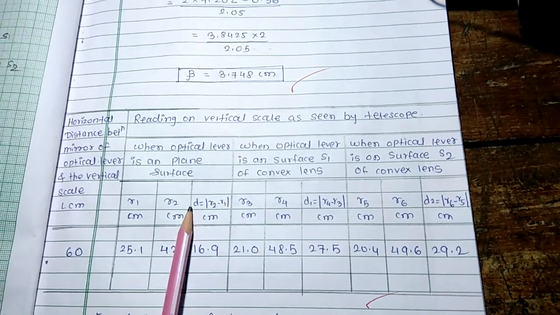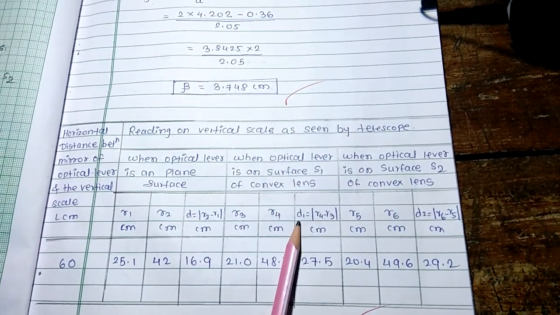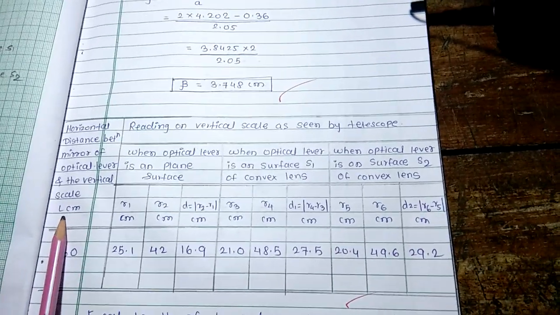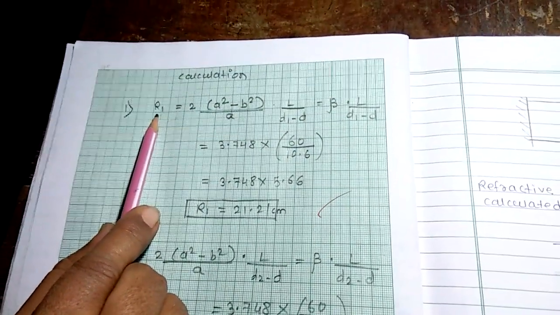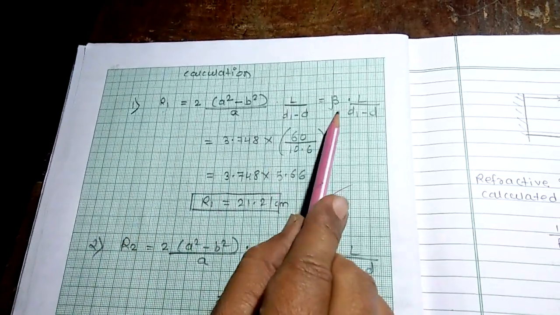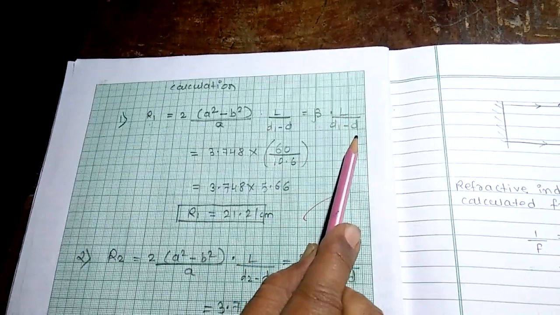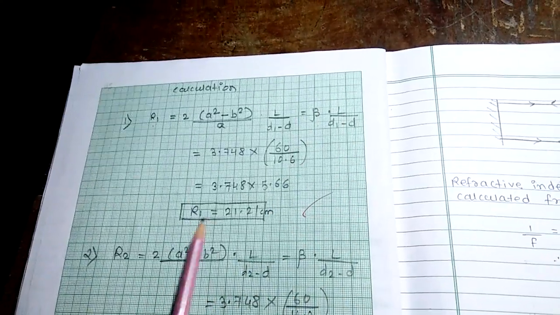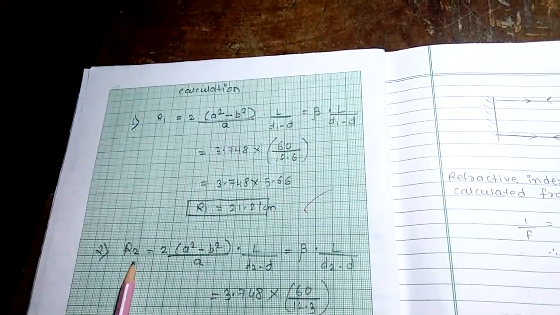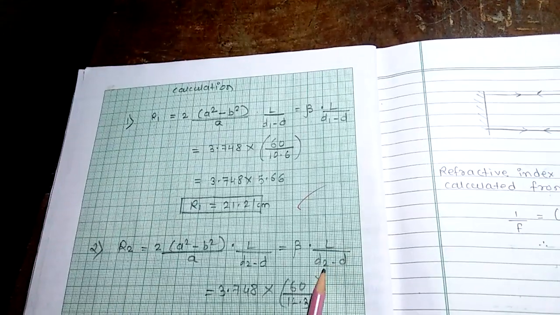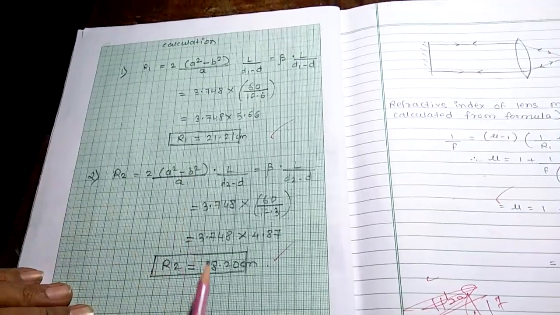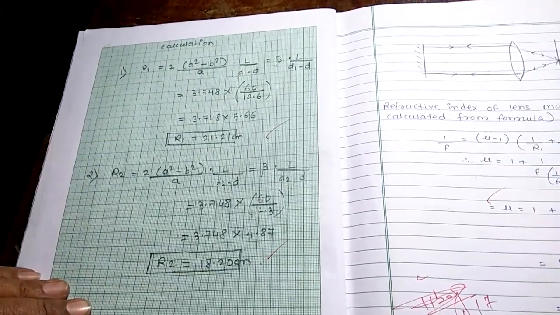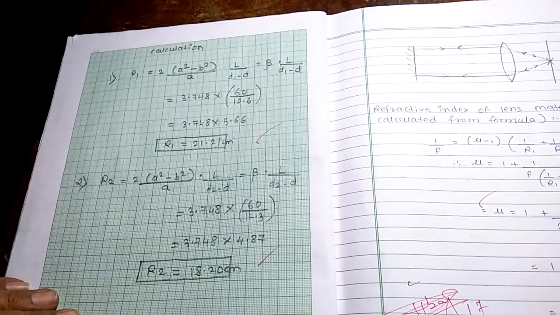By using these values of D, D1, D2 and the value of L, by substituting in the formula, we have to find out R. R1, the radius of curvature of that convex lens, equals beta into L upon (D1 minus D). On substituting the values, we get the value of R1. R2 is beta into L upon (D2 minus D). By substituting the values, we get R2. R1 and R2 are the radii of the same lens, so they should match closely, differing by either 0.5 or 1 centimeter, not more than that.